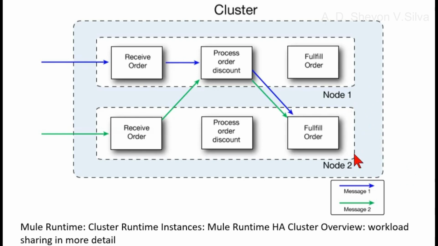Both nodes process messages related to order fulfillment. However, when one node is heavily loaded, it can move the processing for one or more steps in the process to another node. Here, processing of the process order discount step is moved to node 1, and the processing of the fulfill order step is moved to node 2.